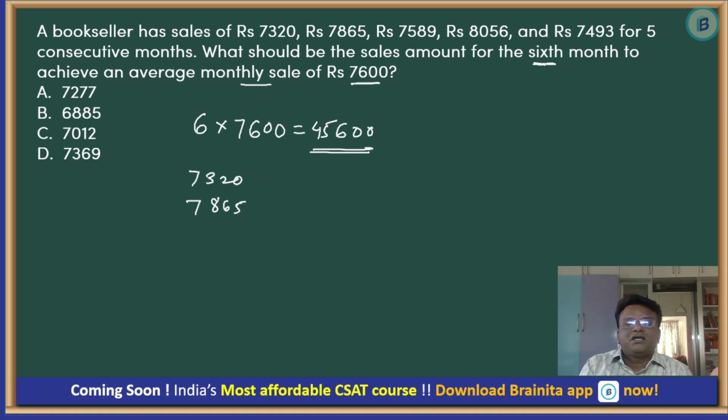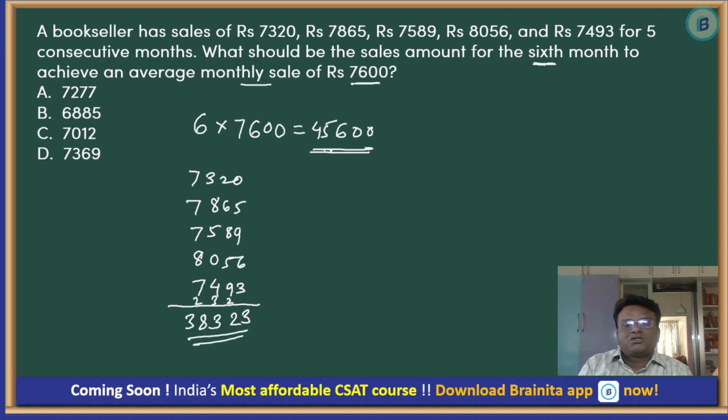7320, 7865, 7589, 8056 and 7493. Whatever method you follow for quick addition you can follow, but let me do this quickly. 6 plus 3 is 9, 9, 18 plus 5 is 23, 2 carry, 9, 2 is 11 plus 5 is 16 plus 8 is 24. 30, 32, 34, 37 plus 5 is 12, 20, 23, 2 carry. This is 7, 5 is 35, 36, 37, 38. So this is the total.